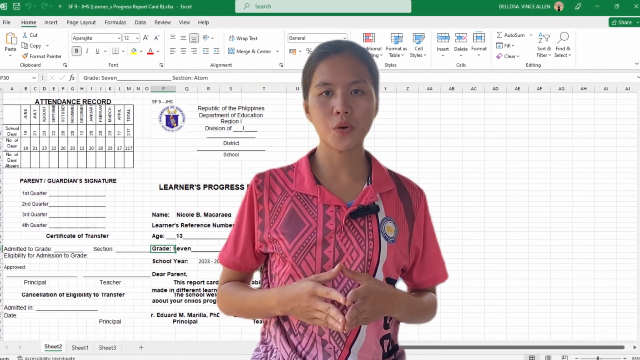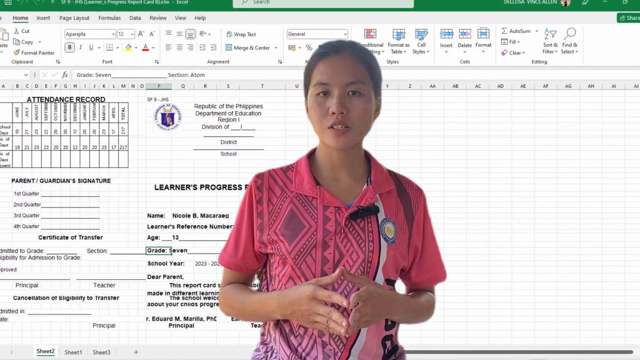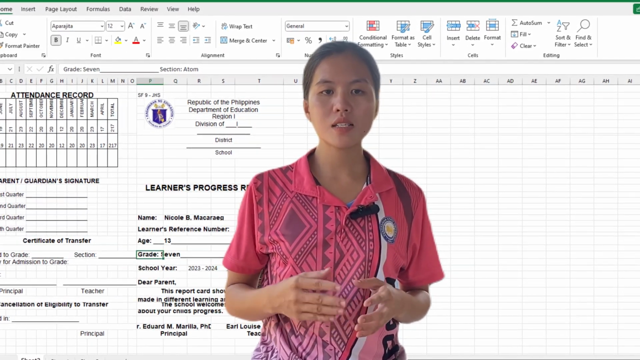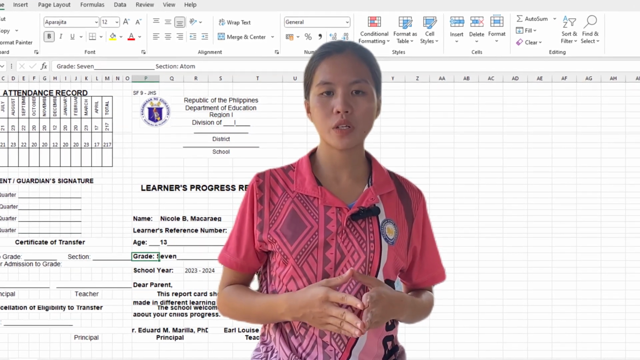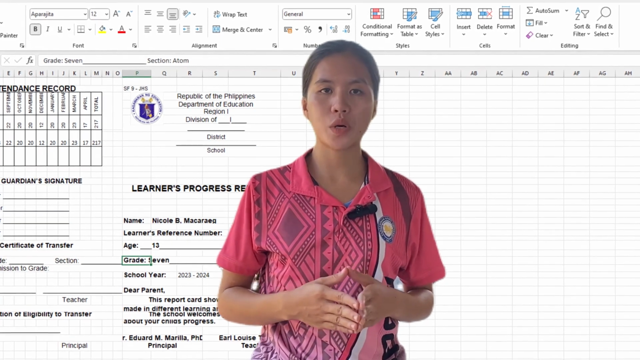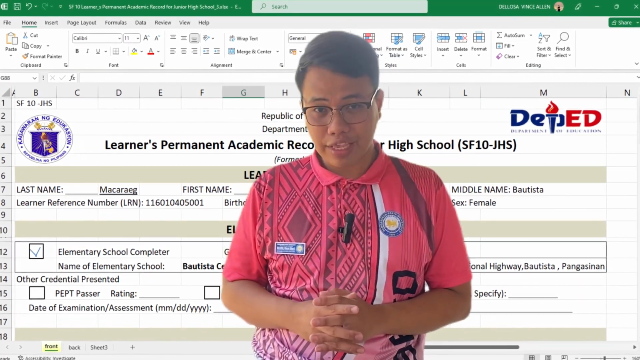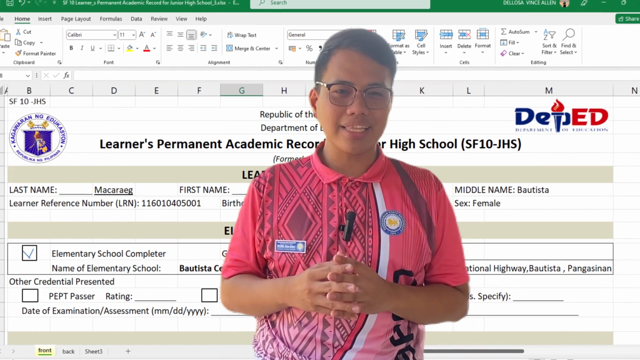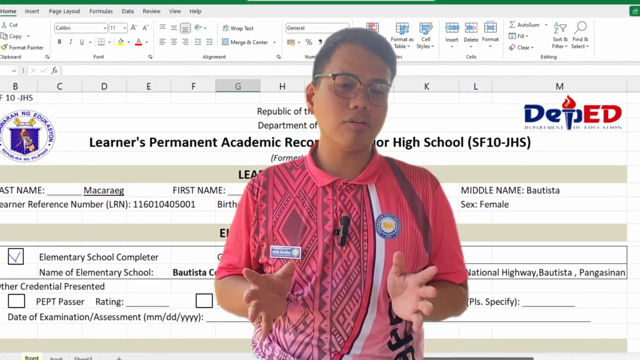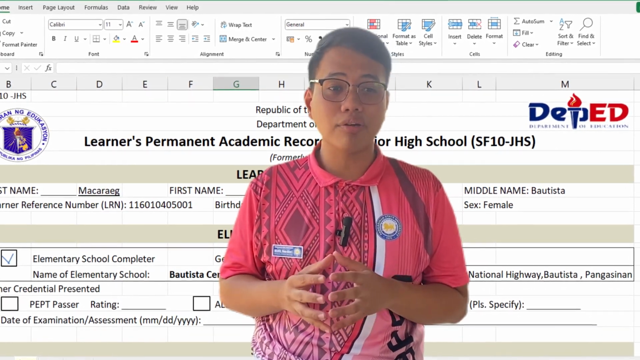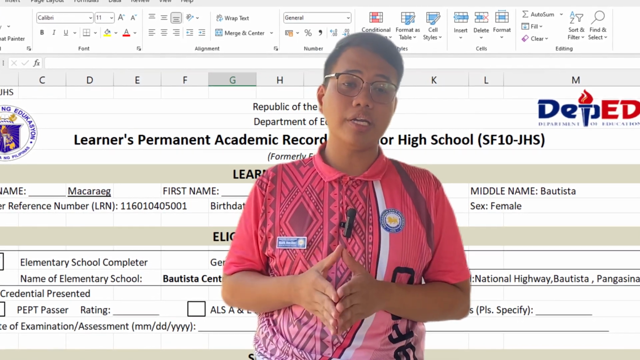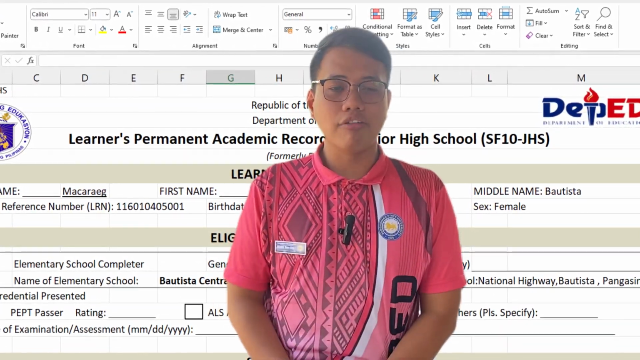SF9 is one of the most important DepEd forms as it is essentially the Learner's Progress Report Card, also known as Form 138. Class advisors complete this manually to monitor each student's academic performance, behavior, and attendance each quarter. Lastly, we have SF10, the Learner's Permanent Academic Record, previously known as Form 137. This document contains a student's academic record by quarter for the school year. Class advisors prepare this manually at the end of the school year.